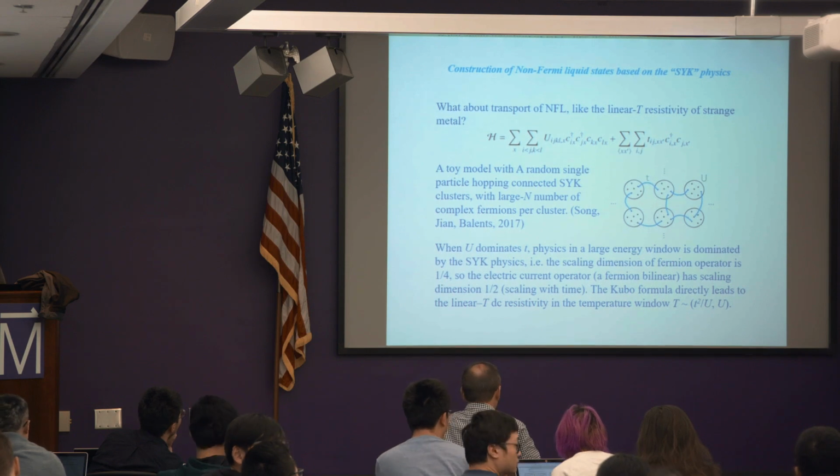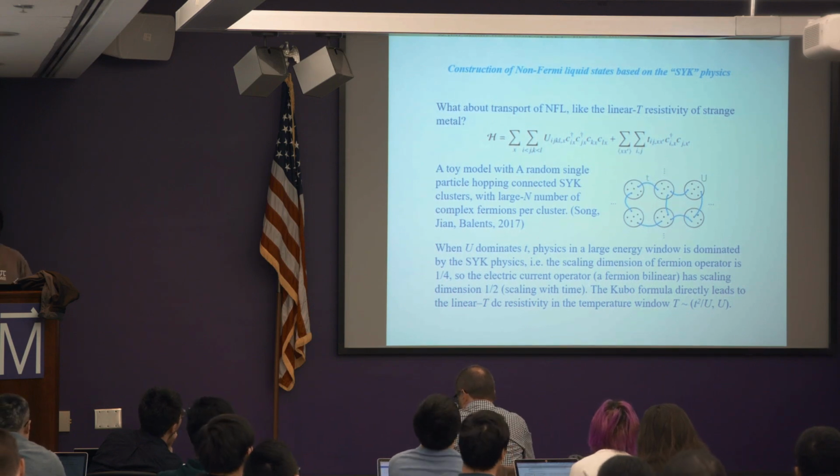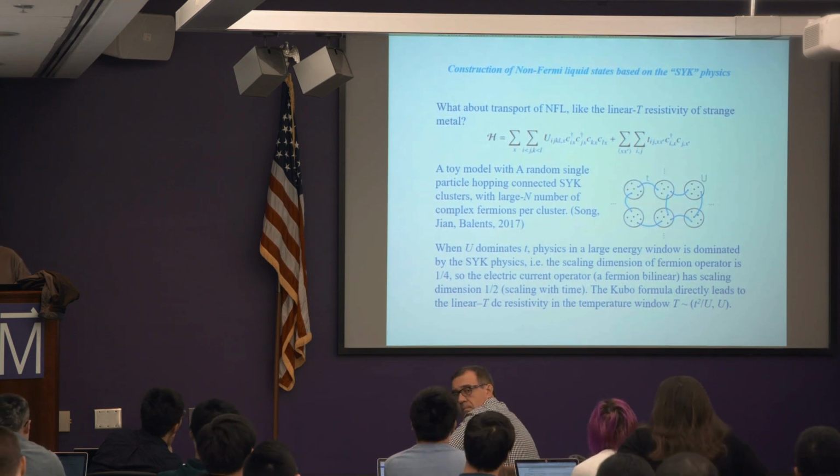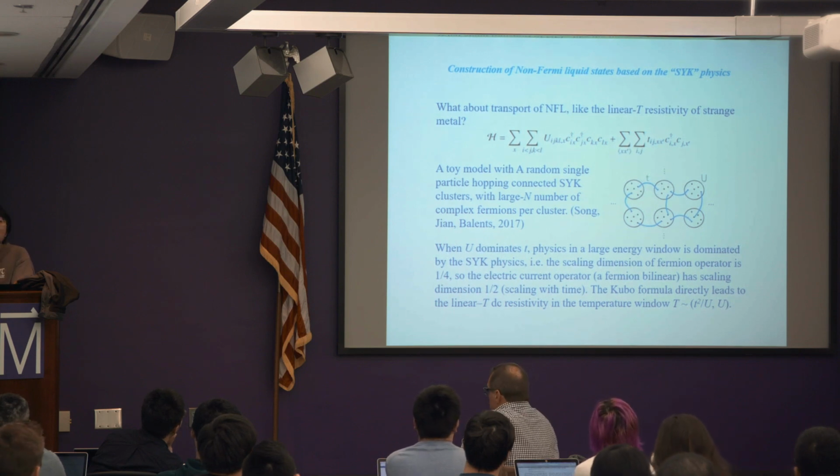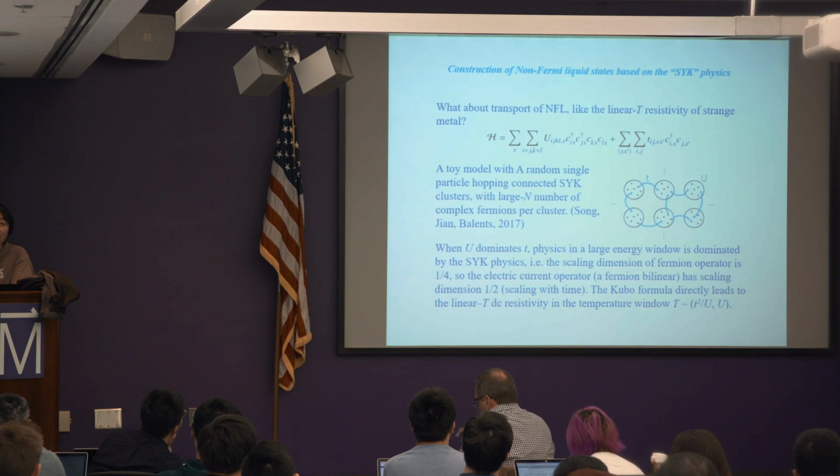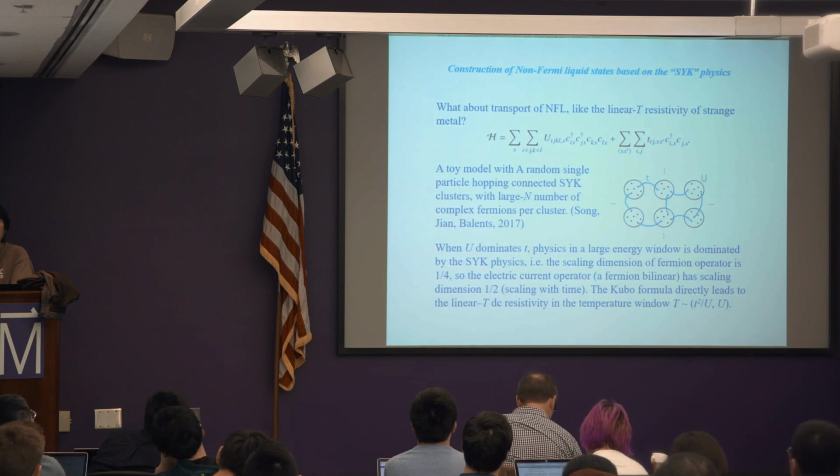Question? Can you do the same thing with complex fermions? Yeah, we can, definitely. You can obtain a metal insulator transition by the same mechanism? Yes, by a very similar mechanism. I believe we can generate that.